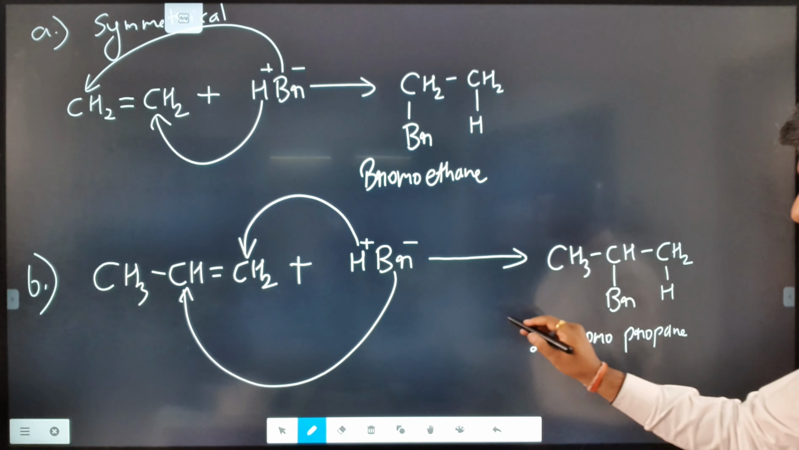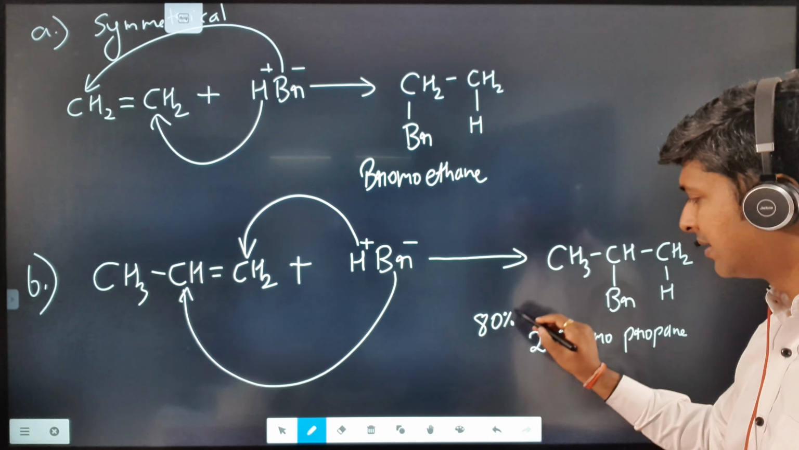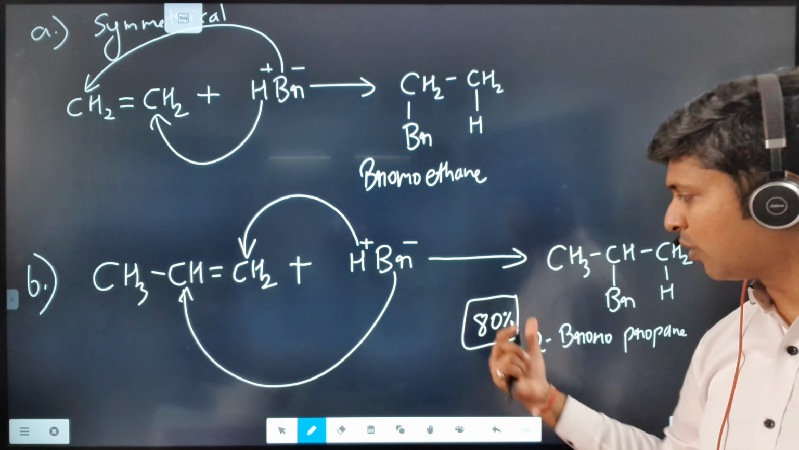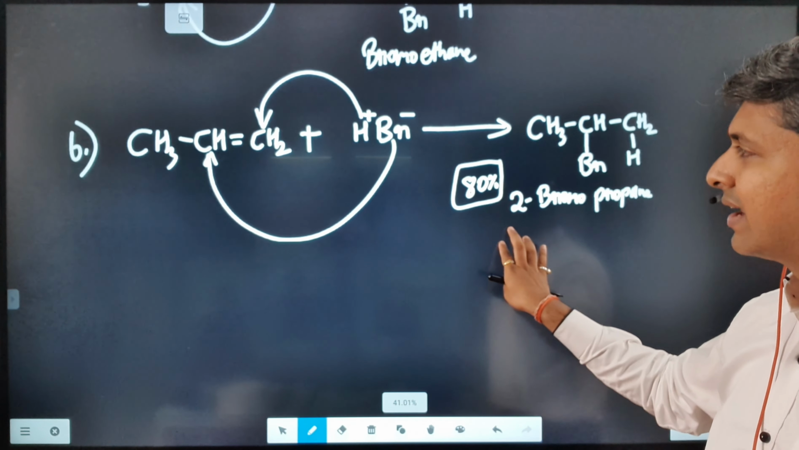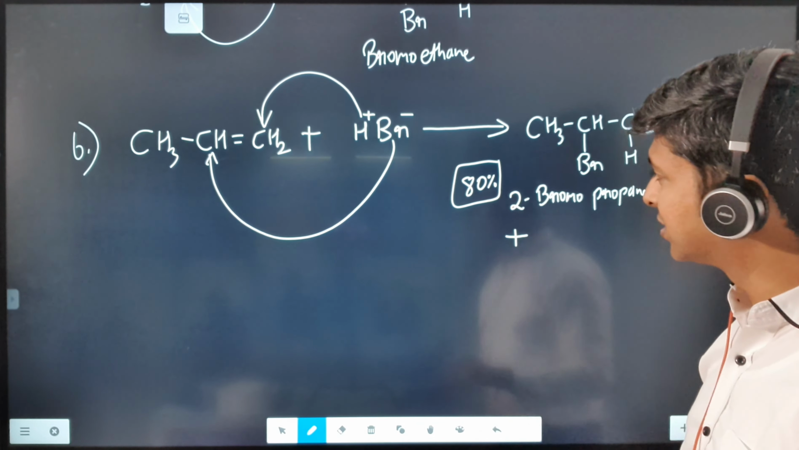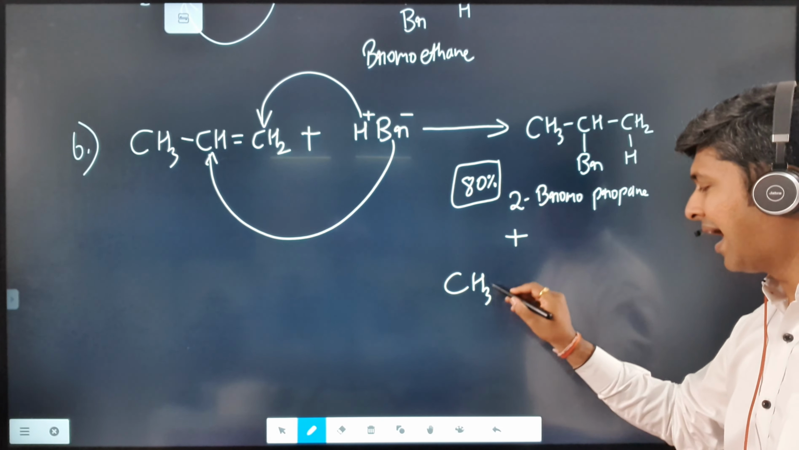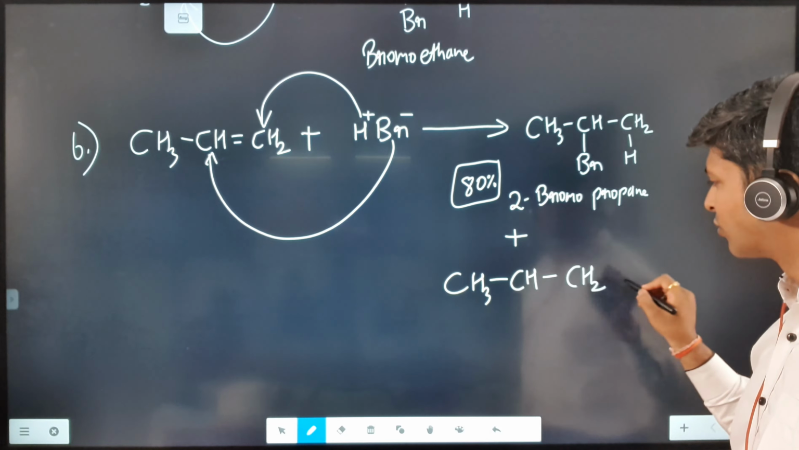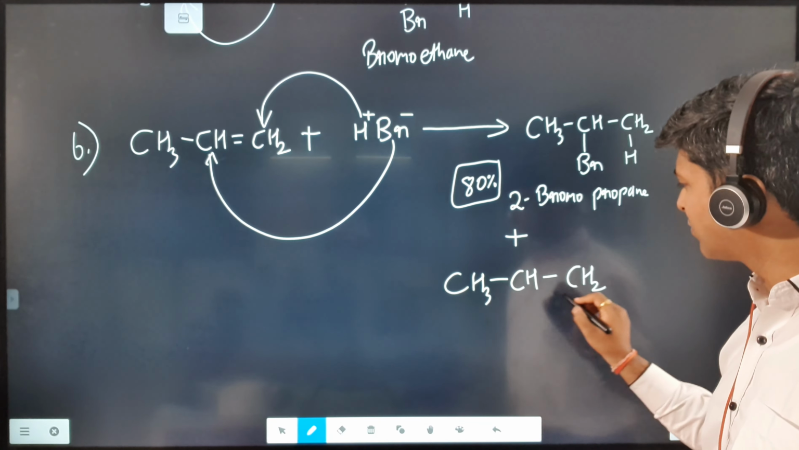But wait a minute. That's not the only product we get. This is the 80% product. This is according to the rule. See, 80% of molecules are following the rule. But whenever there is a rule, there are 20% who do not follow the rule and there are 80% of other people who follow the rule. Okay, so we will get what?